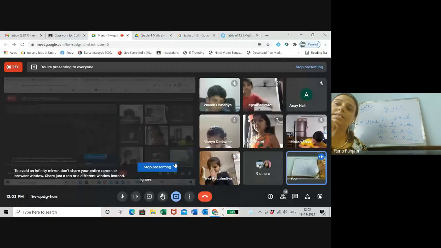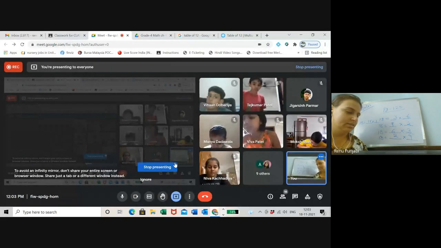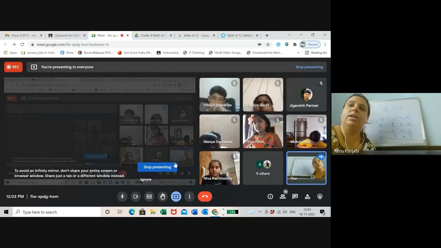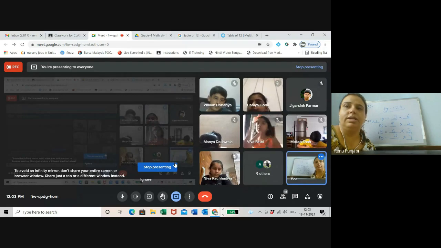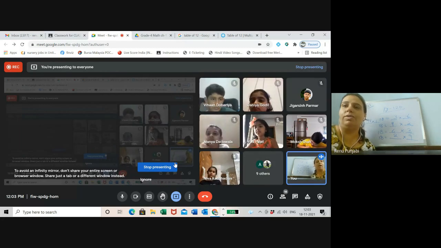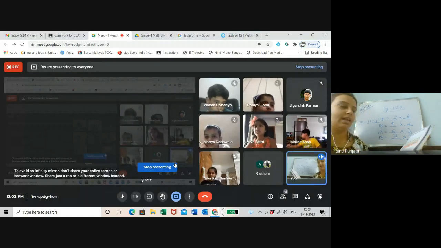Please give me the answer. How many rows and how many columns are there in the jars? Ma'am, 15 columns, 2 rows. Yes, 15 columns and 2 rows. That is the reason we are arranging. Suppose we have spoons and we want to arrange them in the shelf. We have more spoons and fewer shelves. How will we arrange them properly? This is the reason we are learning this.